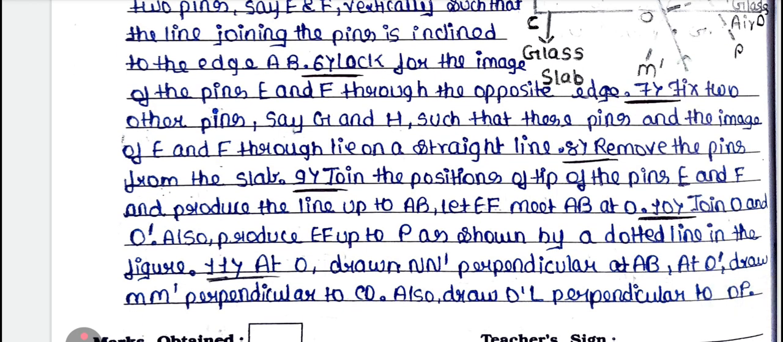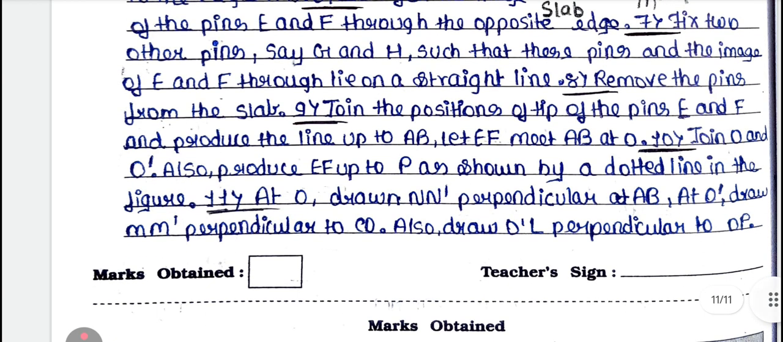Remove the pins from the slab. Join position of pins G and H, join करो and produce करो line AB, let EF meet AB at O. Join O and O dash and also produce the EF up to P, as shown by the dotted line in the figure. Next point, at O, draw N and N dash perpendicular to AB and O dash draw M dash perpendicular to CD, and also draw DL perpendicular to DP.